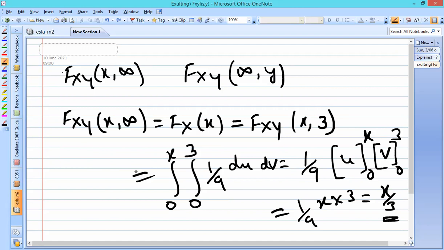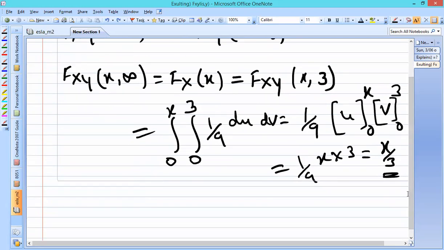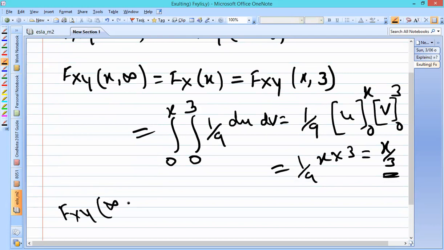In the similar way, you just make the calculation for fxy of infinity comma y. So make the calculation and tell me the answer. By looking at this itself, you can tell the answer. It is not an issue. So you can make the calculation for fxy of infinity comma y. Make the calculation and tell me the answer.